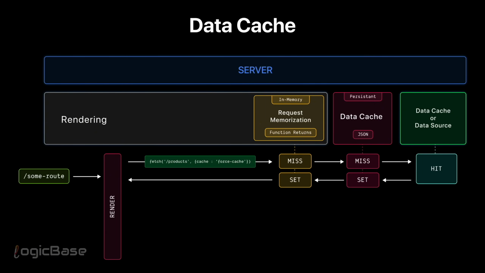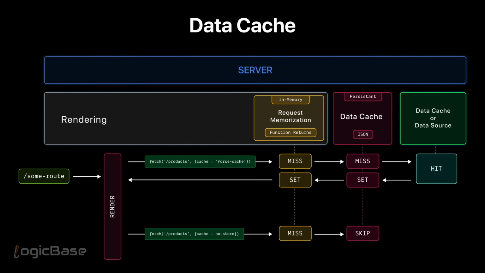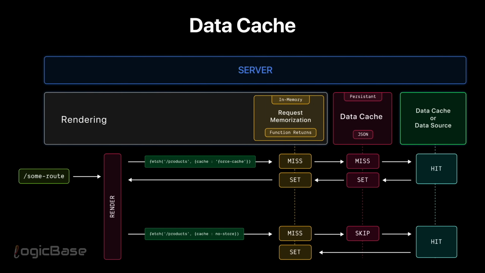But what if you used cache no store in the fetch request? In that case, first it will miss the request memoization layer, but when it reaches the data cache layer, it won't even try. It's a skip, not a miss, because you explicitly told it not to use any cache. The request goes straight to the data source. Once the data comes back, it's stored only in the request memoization layer and skips the data cache layer completely.